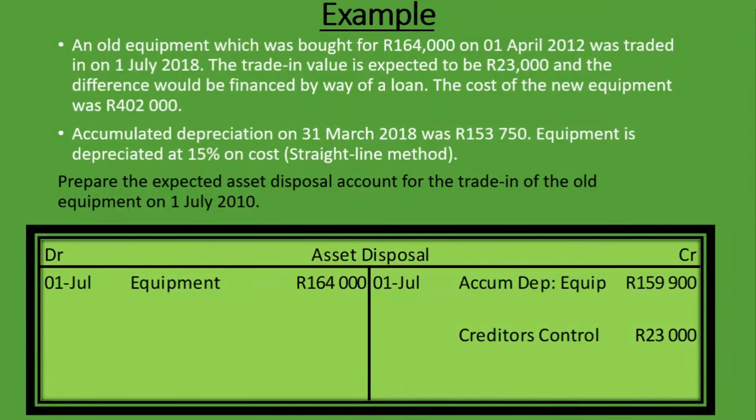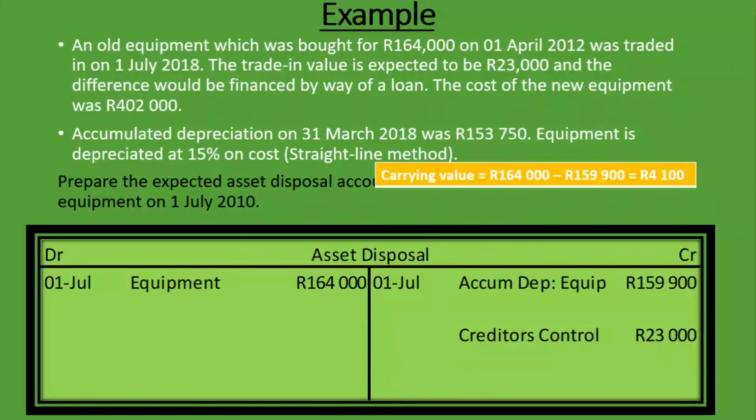Well, to know the gain or the loss on disposal, we just take the carrying value of the asset and we deduct the proceeds of the asset to see whether we made a loss or a gain. So we will take the actual cost of the equipment, 164,000 minus 159,900 Rand accumulated depreciation. We will get the carrying value of the asset, and then we compare that to the proceeds. If the proceeds is more than the carrying value of the asset, then we will have made a profit on disposal. If the carrying value is more than the proceeds of the asset, then we will have made a loss on disposal. So let's look at that.